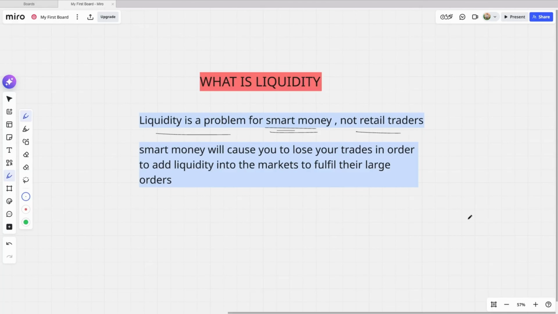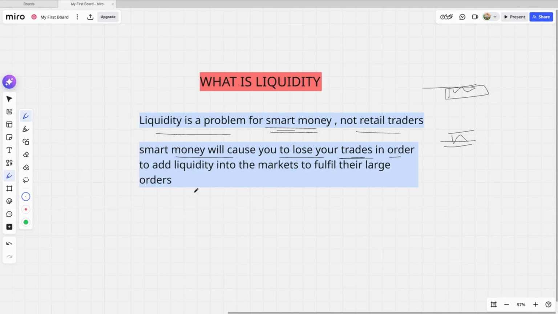These institutions are trading with millions, sometimes billions of dollars. If they want to place a large buy order, they need an equally large sell order on the other side. And finding someone willing to sell that much at the exact same price is very rare. So how do they solve this problem? They need the market to create liquidity for them.